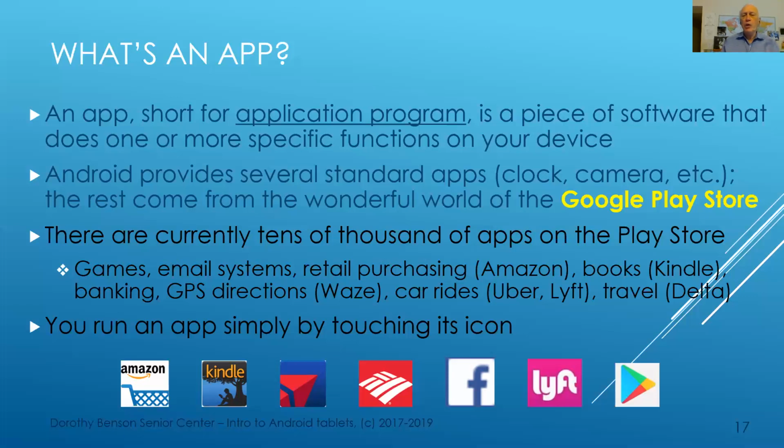The fact is now, you don't have to learn any complicated languages at all. You just got to make sure you got all the necessary applications, all the apps. And we'll talk about that in a second. So again, getting back to the screen, an app is short for application program. It's a piece of software that does one or more, usually one specific function, but it may do multiple things on your device. So Android comes standard. When you get the phone from AT&T or Verizon or whoever, you got several standard apps.